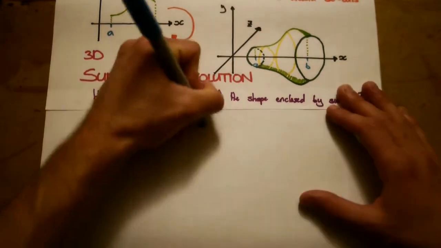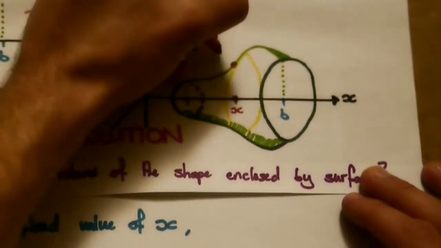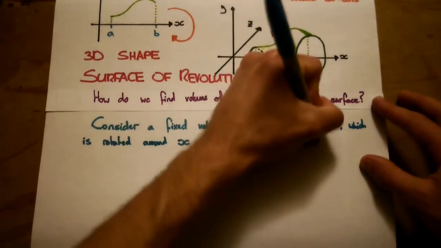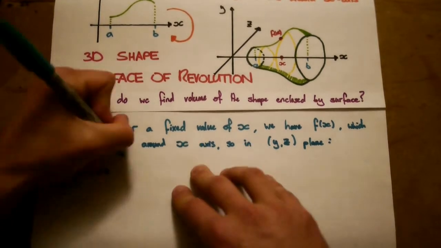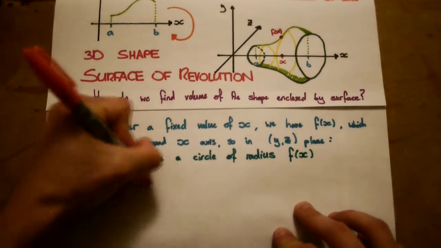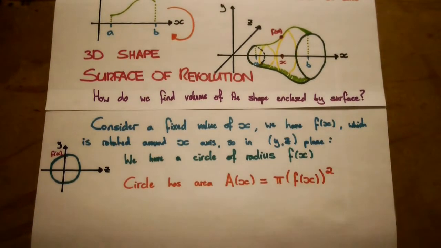If we consider a fixed value of x, we know our function will take a value, f of x, which is rotated around the x-axis. And so in the yz plane, we have a circle of radius f of x. This circle has an area, A of x equals π times the radius, f of x squared.